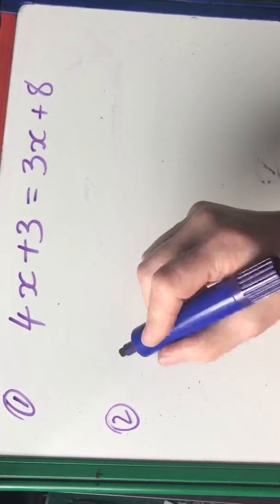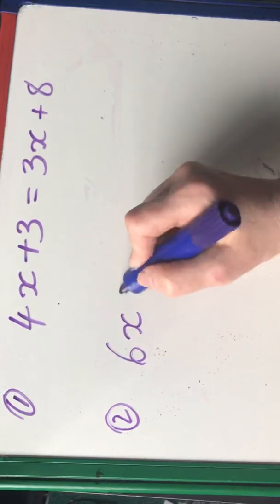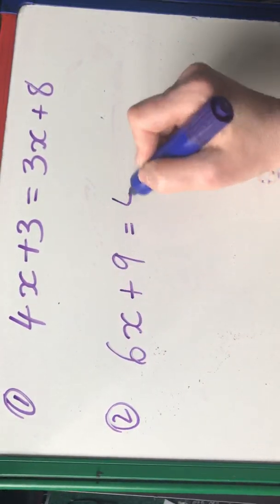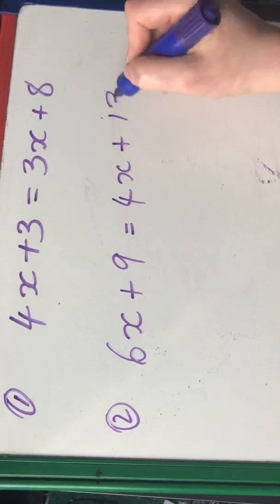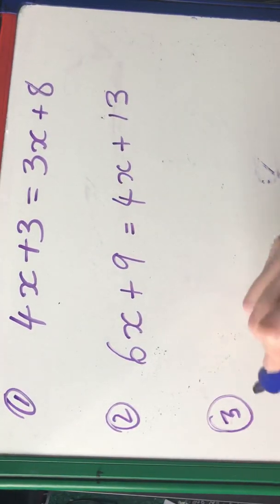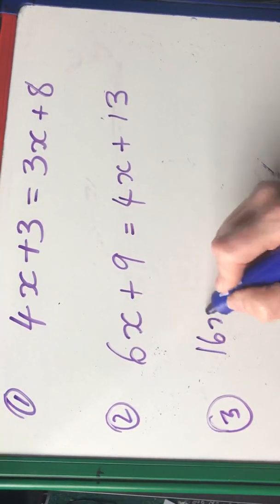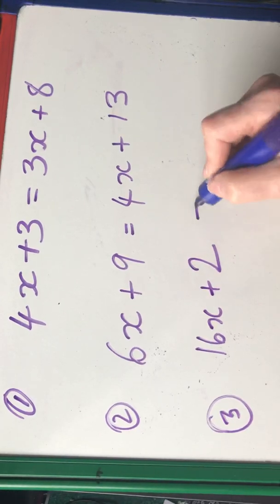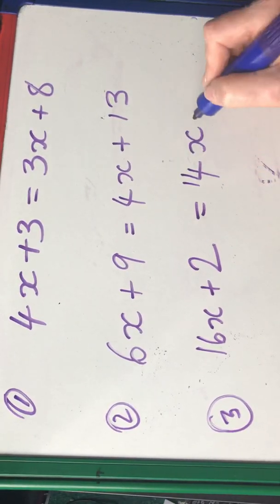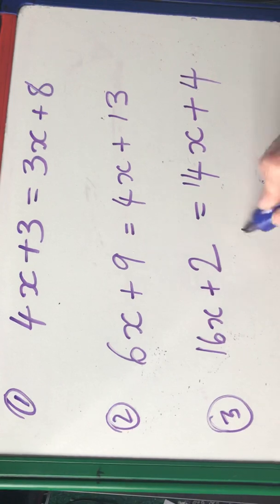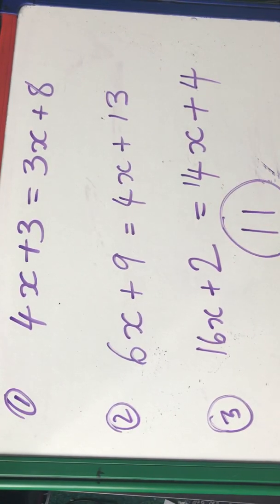Number 2, 6x plus 9 is equal to 4x plus 13. And number 3, 16x plus 2 is equal to 14x plus 4. Press pause, have a go at those 3 equations.